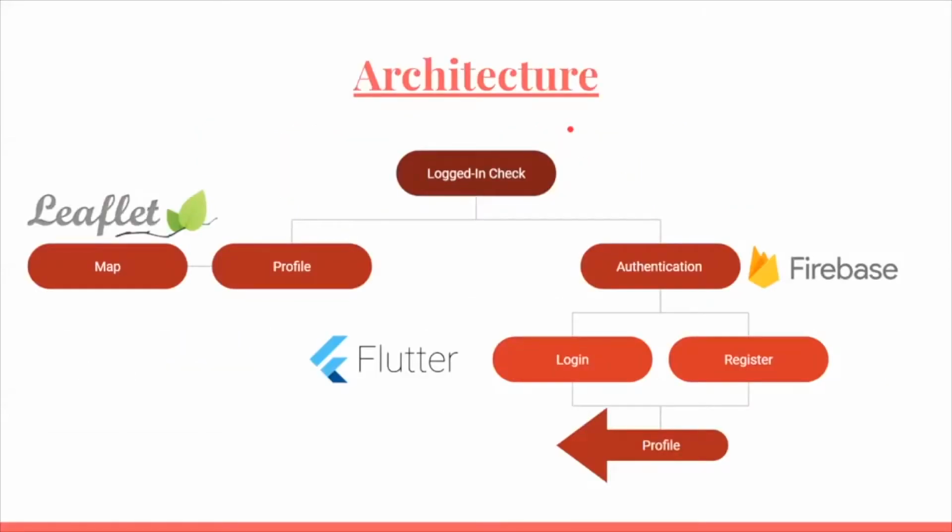The basic architecture of our app begins with a check to see if the user is logged in or not. If the user is already logged in, they bypass the login page and go to the profile page. If not, the user is brought to the login or register page, which utilizes Firebase authentication. Once they've signed in or registered, they're directed to the profile page, where they can toggle between the profile and the map, which utilizes the Leaflet API.